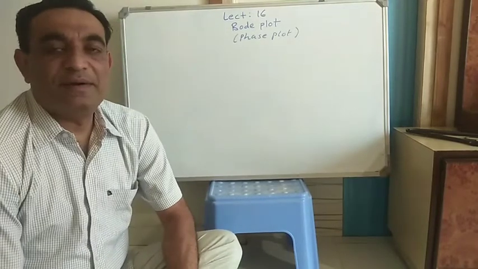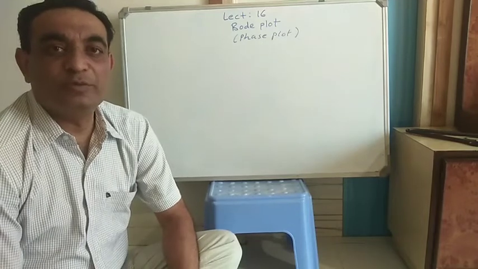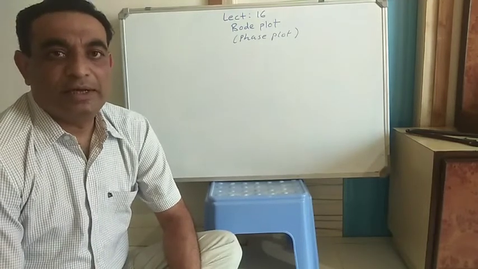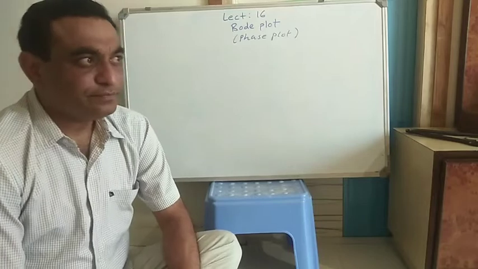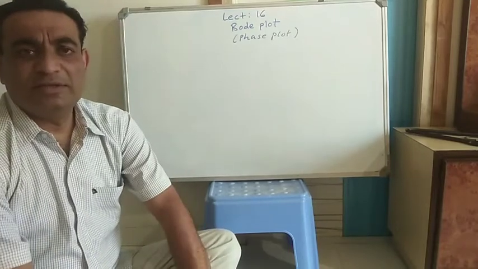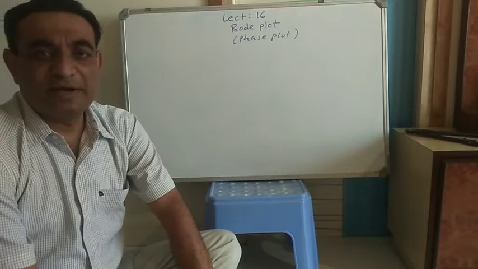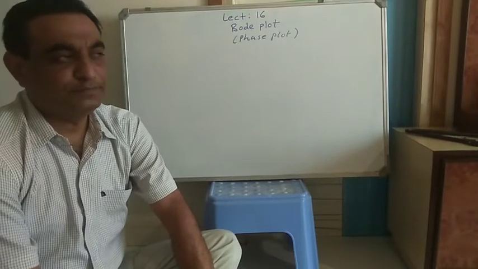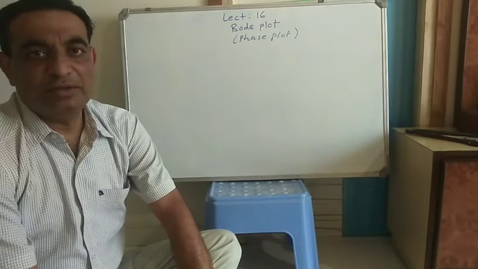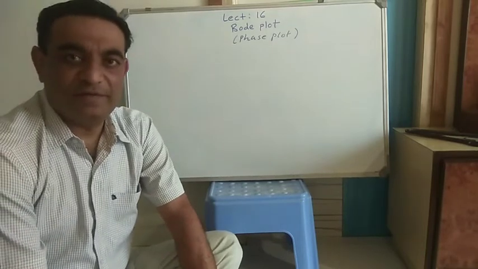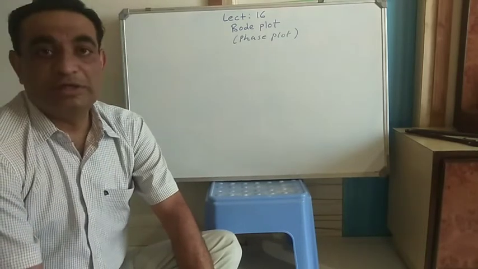In our last lecture, we have seen the magnitude plot and how it can be constructed. As we know, the Bode plot consists of two plots, the magnitude plot and the phase plot. Today we are going to learn how to sketch the phase plot in the Bode plots.